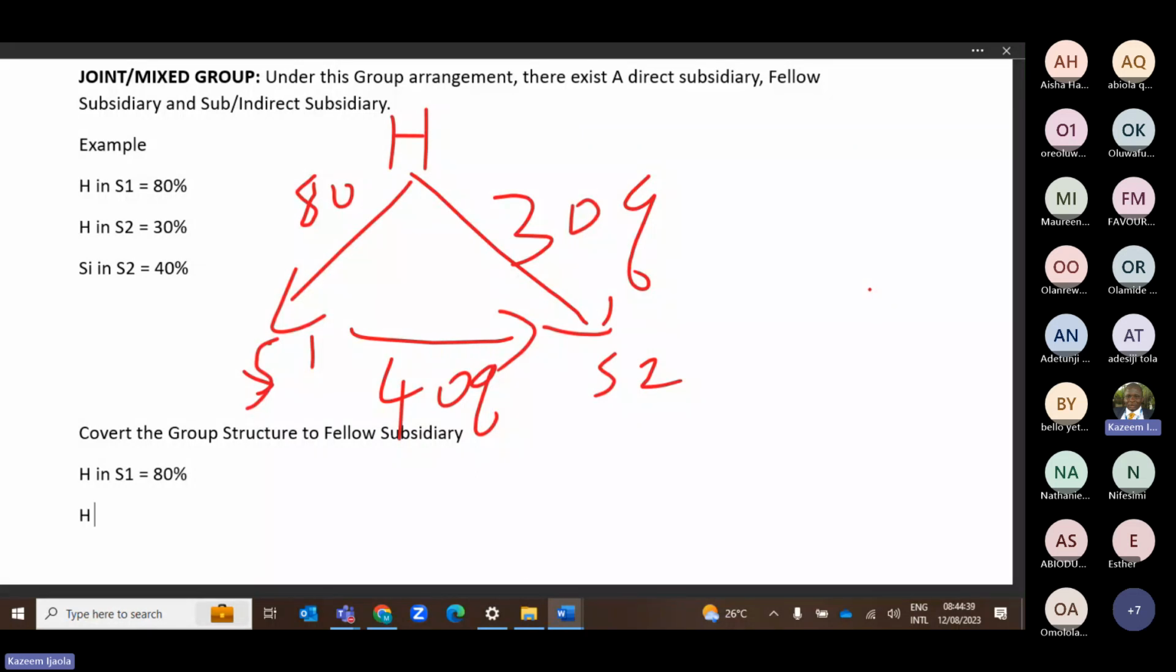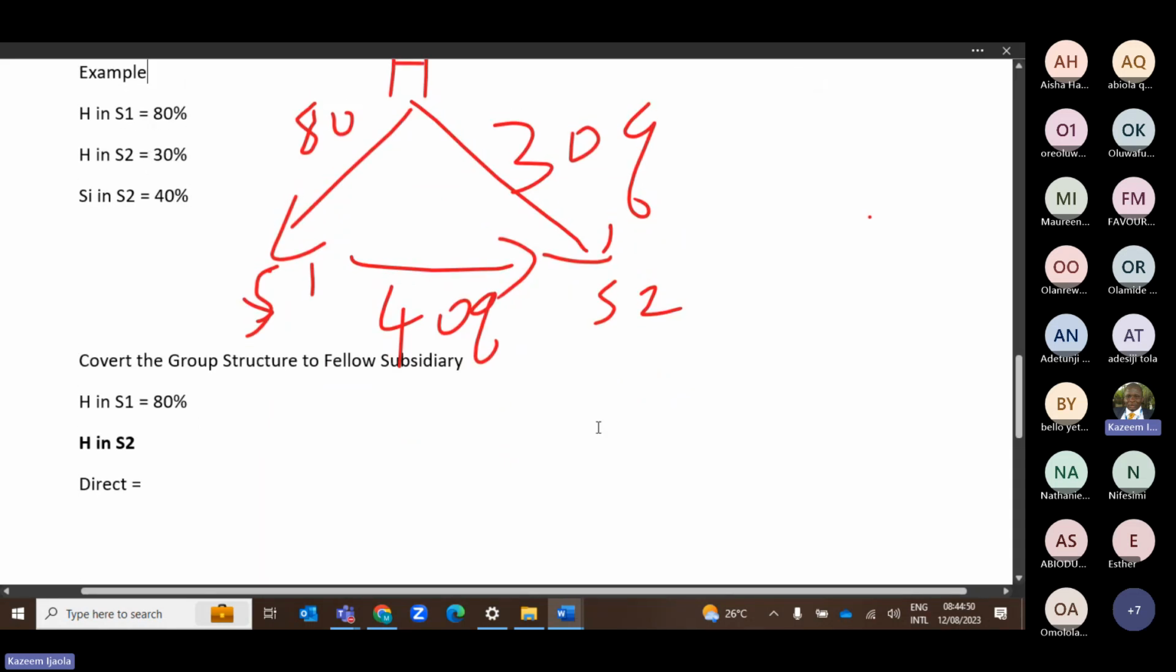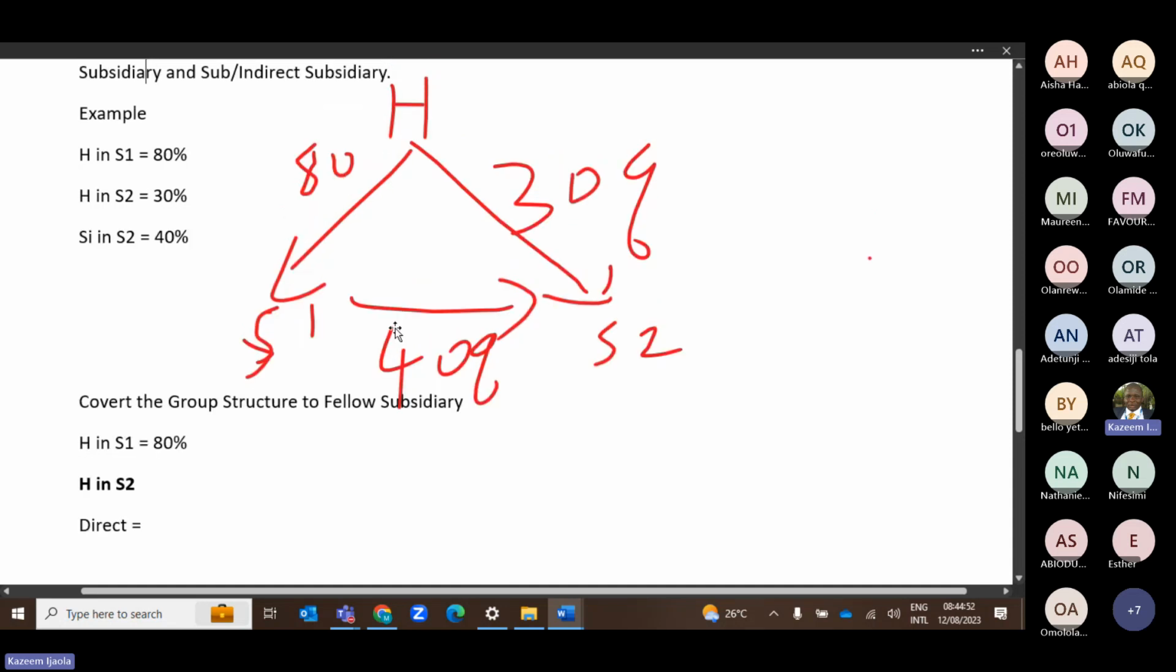Then H in S2, we have direct. The H in S2 is grouped into two. For H in S2, you have both the direct acquisition and the indirect acquisition, right? Direct acquisition is this H in S2, which is 30%, correct? So direct acquisition is 30% here. That is, the H in S2 is your direct acquisition here, 30%.